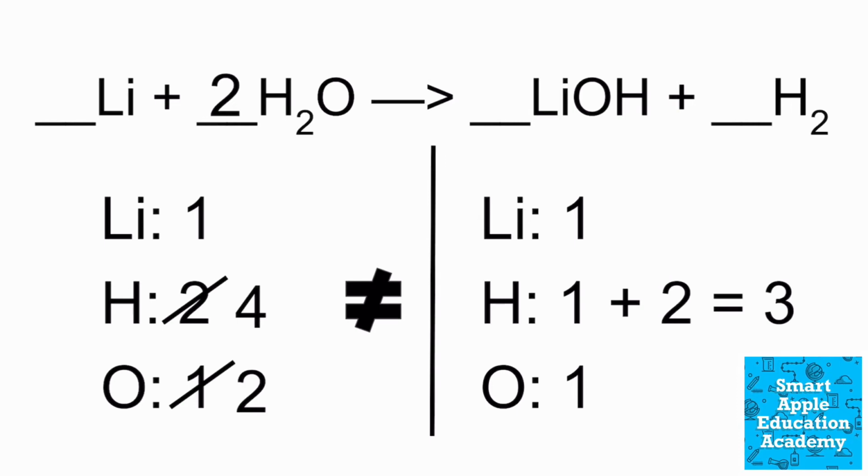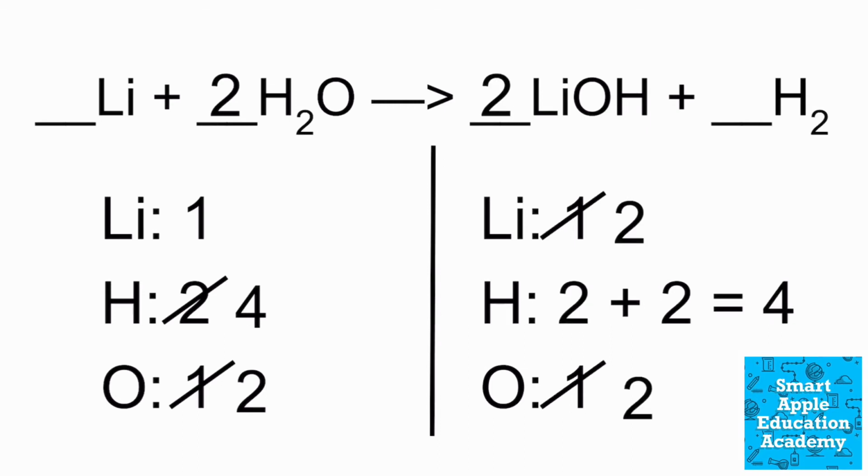Well, we can put a coefficient of 2 in front of LiOH. That 2 distributes to the lithium, oxygen, and hydrogen. So now we have 2 lithiums, 4 hydrogens, because we have 2 hydrogens in the LiOH and 2 hydrogens in the H2. So 2 plus 2 equals 4. And we have 2 oxygens.